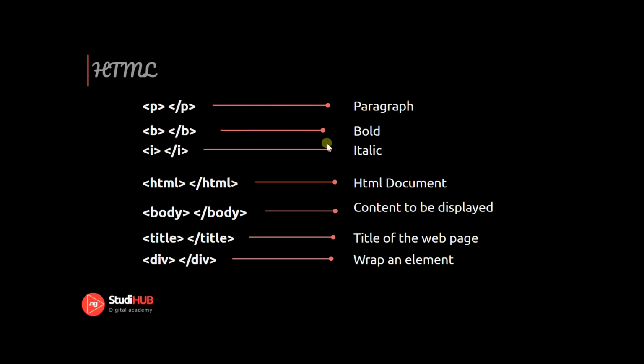This is a B tag for bold. Whatever goes inside here would be rendered in bold form. This is an I tag, italic. Whatever goes inside of here will be italicized.